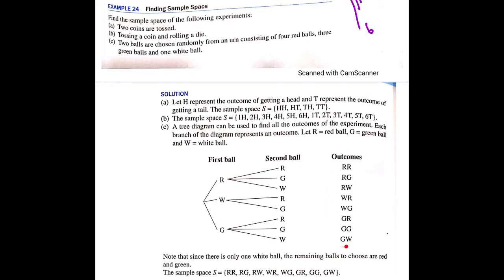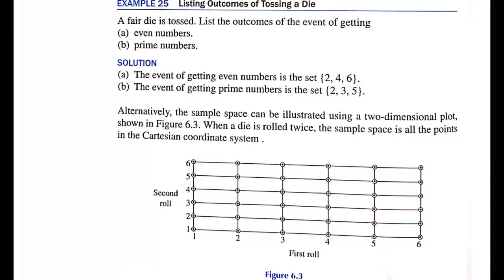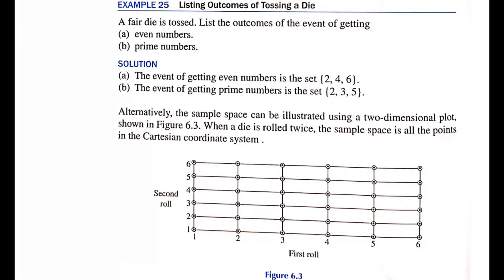So your total outcome, if you outline it, will include RR, RG, and so on until lastly GW. Next, let's see what happens when you toss a fair die. List the outcomes of the event of getting even numbers. The event of getting even numbers is 2, 4, 6.